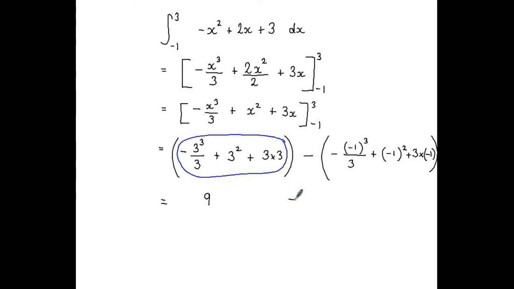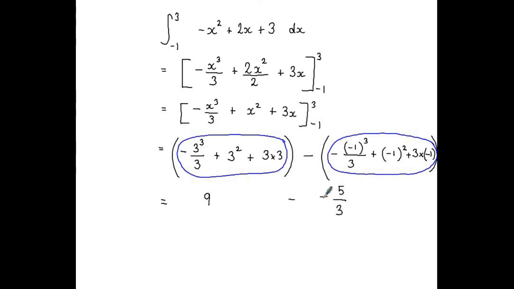Take away. And then, again, you want to type all of this in, all of this part without the big brackets on the outside. So you're going to have minus, bracket, minus 1 bracket cubed over 3 plus bracket minus 1 bracket squared plus 3 times bracket minus 1. Exactly as you see there, and it should come out as minus 5 over 3.